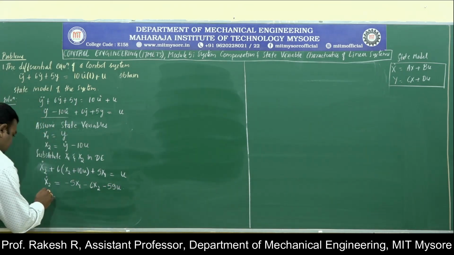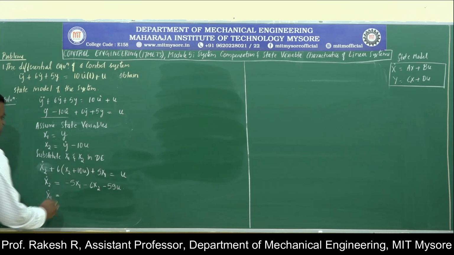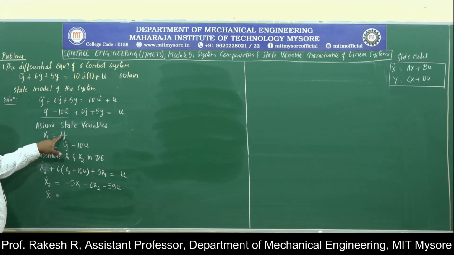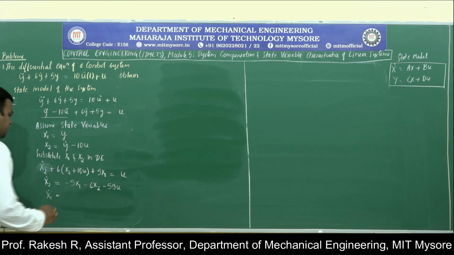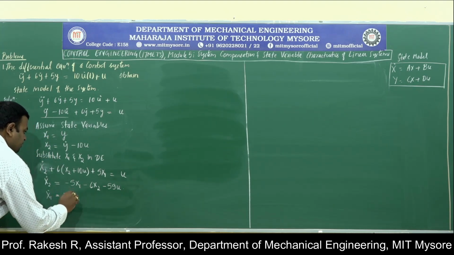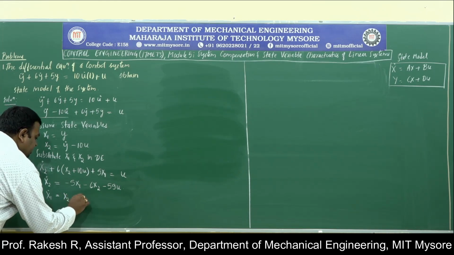Then x1 dot, what is x1 dot? x1 dot will be equal to, y dot is nothing but x2 plus 10u.